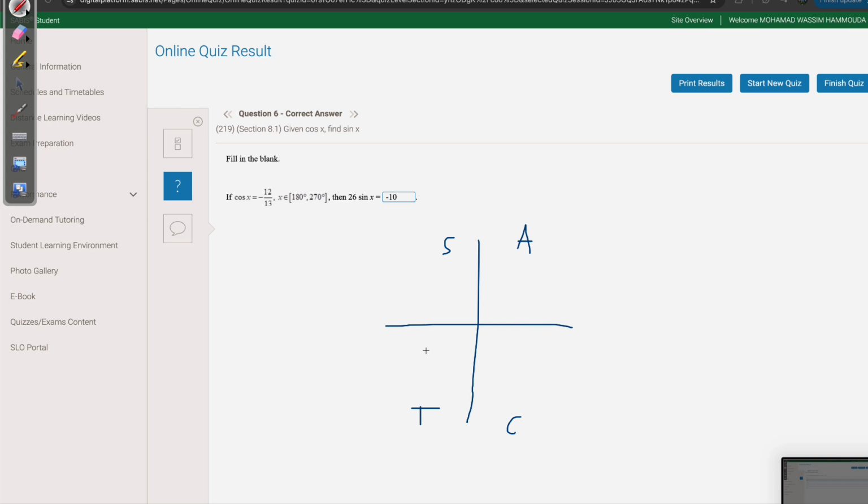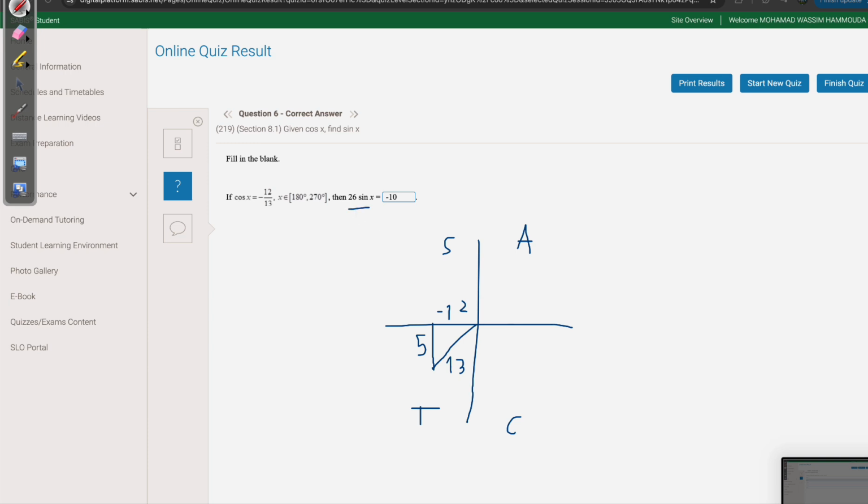Normally only the adjacent or the opposite can be negative. Everything else is positive. So now let's draw the triangle here. So cosine, this should be negative 12. This is 13, the hypotenuse. And then how do we find this side? Again, Pythagorean theorem, you get 5.